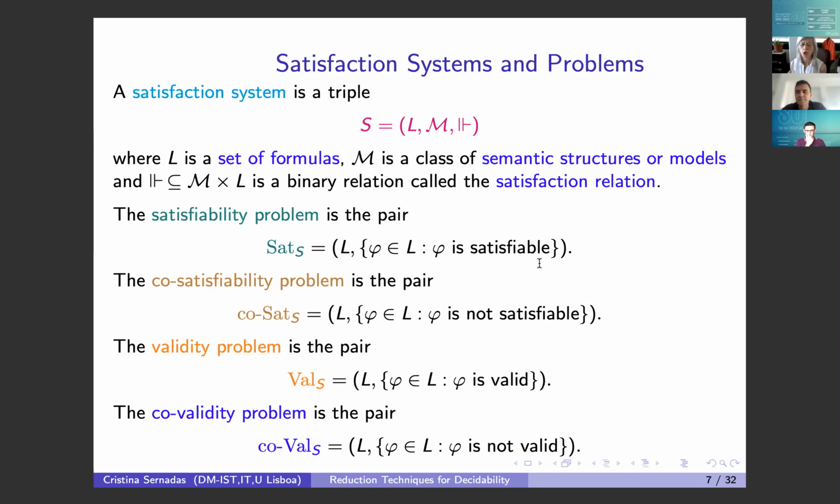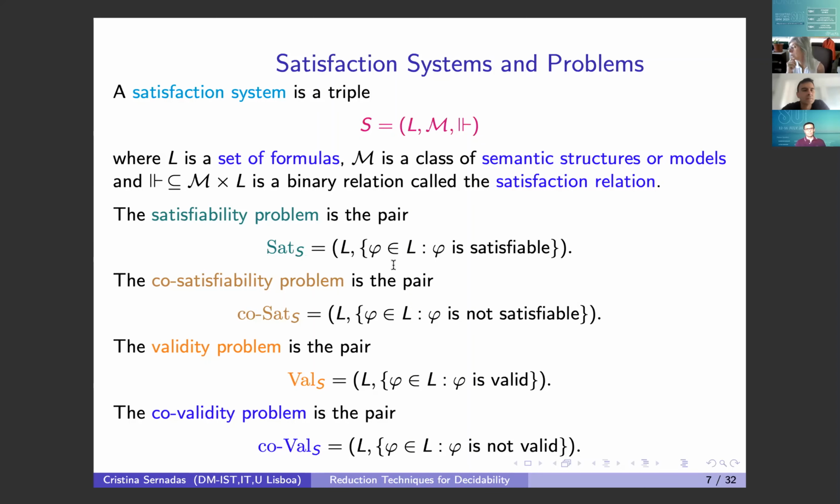Usually there are several problems related with semantics. One is satisfiability over a satisfaction system S, which is the L set of formulas, and then the set of every formula that is satisfiable. That means that there is at least a model that satisfies the formula. Then I have, of course, the complementary problem, which I call co-satisfiability, which is precisely the complement of the set that I want to pick up.